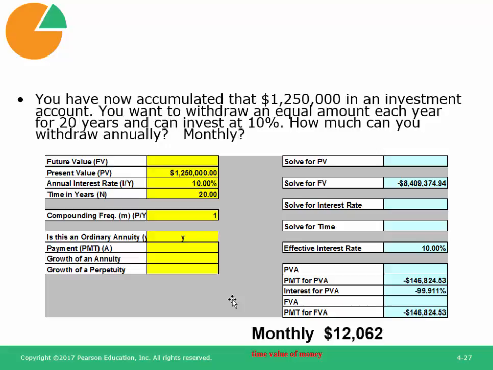What would it be if I did it on a monthly basis? I would have to change this compounding frequency from a 1 to 12. In that case, it would turn out to be I could withdraw $12,062 a month for 20 years throughout my retirement time.